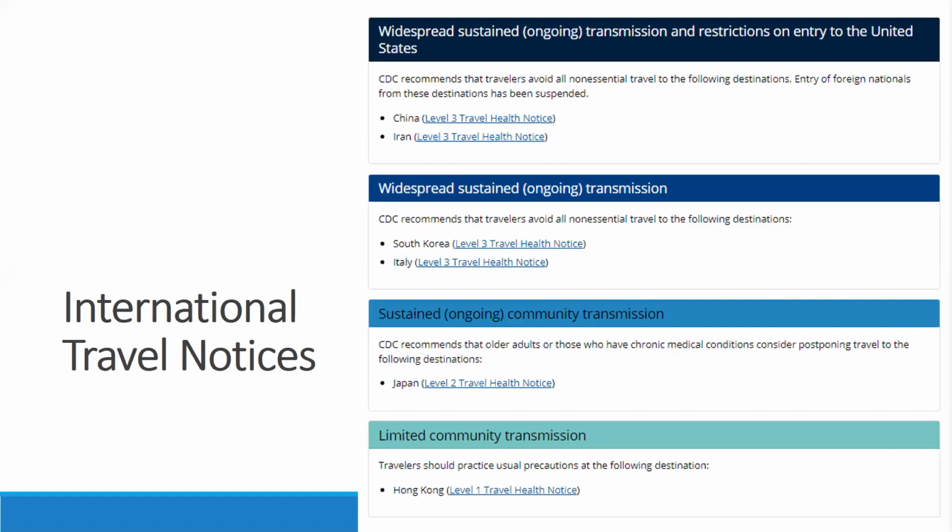And we'll use the term area affected by COVID-19 quite a bit. And when I'm saying area affected by COVID-19, what I mean is those countries that have either level 3 or level 2 travel health notices in place. So as of this minute, that includes China, Iran, South Korea, Italy, and Japan. But again, like we mentioned earlier, it's important that you're checking these websites somewhat regularly because things have been moving onto this list really frequently.